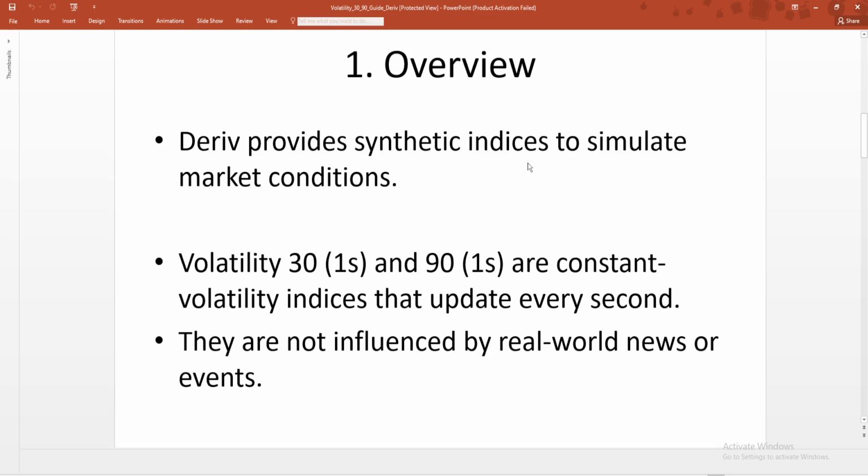Now, these volatilities are not influenced by real-world news or events. All volatilities are not influenced by real-world news. They are independent from any real-world news or events, so you don't have to worry about that. Whenever you're trading volatilities, you're independent from anything external to them.